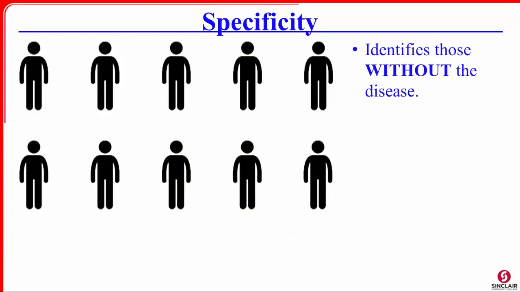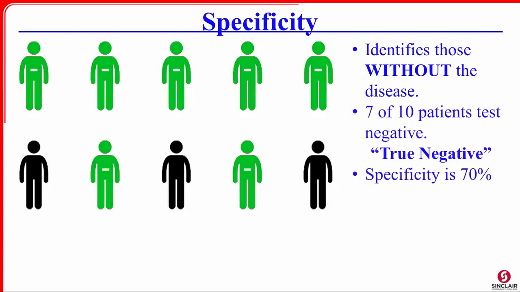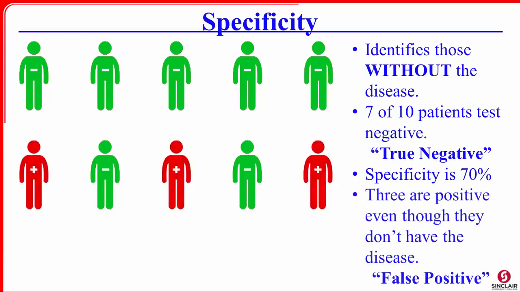Specificity is the ability to identify those without the disease. So these 10 people don't have the disease. None of these people have a rotator cuff tear. And let's say that 7 of 10 of the patients test negative on this test. And so that's a true negative because they don't have a rotator cuff tear and they showed up negative. So the specificity of this test is 70%. 3 of those patients are going to be positive even though they don't have the disease. And so those are referred to as false positives.